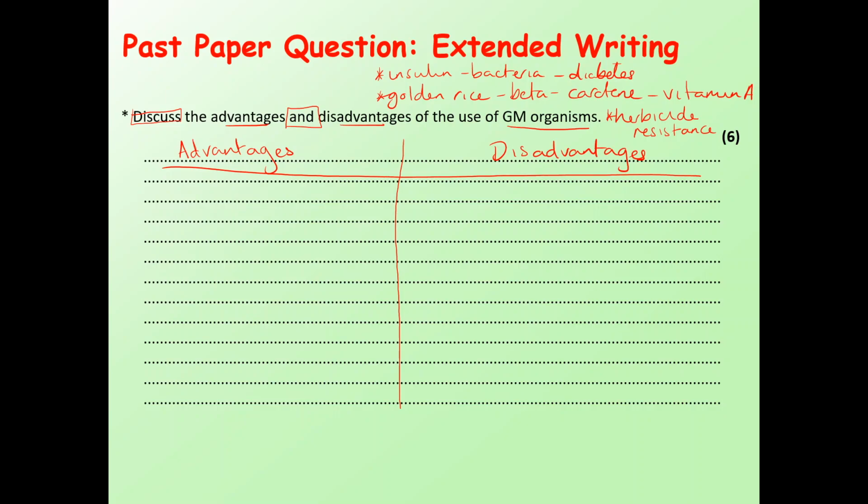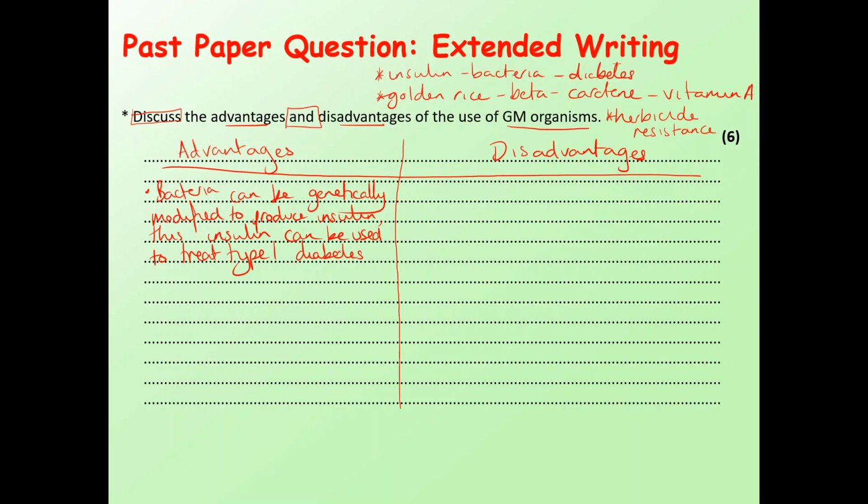So exactly as I've just described, I would like you to do advantages and disadvantages. So I'd make one point on one side. So let's talk about insulin to start with. So bacteria can be genetically modified to produce insulin. This insulin can be used to treat diabetes, or type 1 diabetes to be specific.